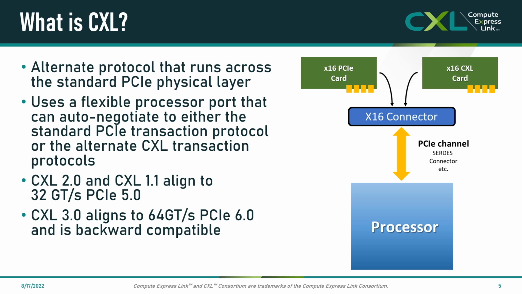When we designed CXL 2.0 and CXL 1.1, we aligned them to PCIe Gen 5 transfer rates. That means they were running at 32 gigatransfers per second. With CXL 3.0, we have aligned it to PCIe Gen 6 transfer rates of 64 gigatransfers per second.